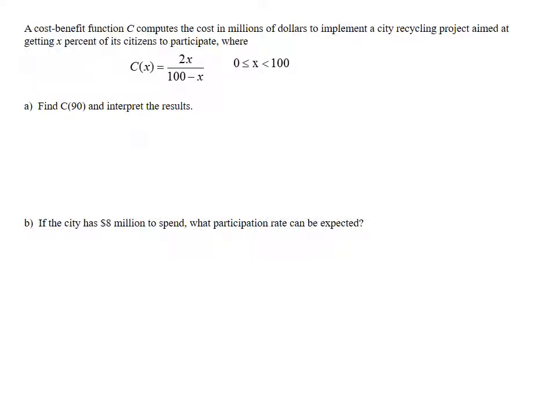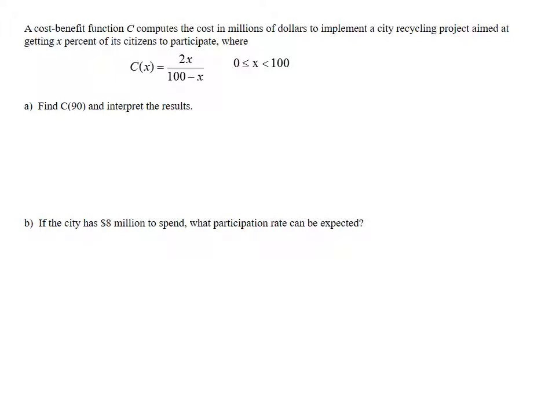Let's look at a rational function and solving a problem when we're dealing with a rational function. In this example, we have a cost-benefit function C that computes the cost in millions of dollars to implement a new city recycling project aimed at getting X% of its citizens to participate, where the function is defined as C of X equals 2X all over 100 minus X, where X is between 0 and 100. Remember, X is the percentage, so that makes sense that the percentage will be between 0 and 100.